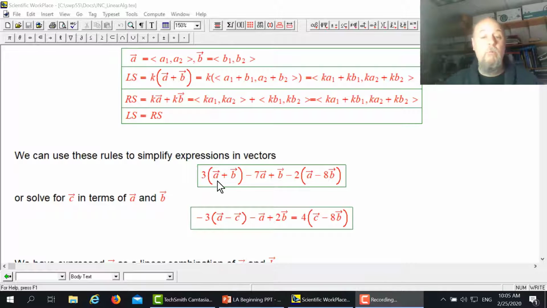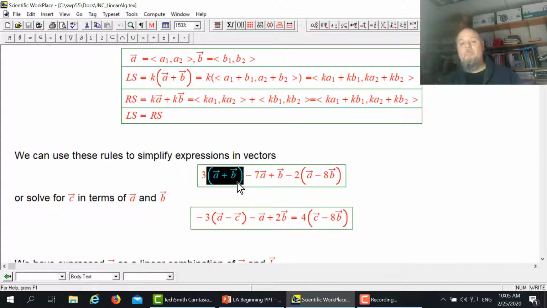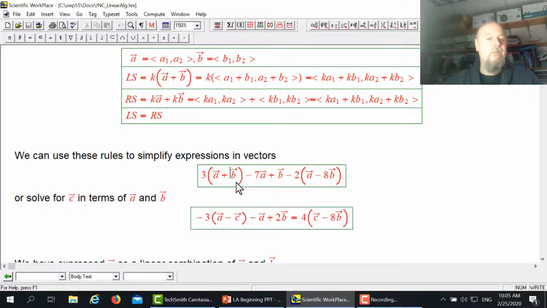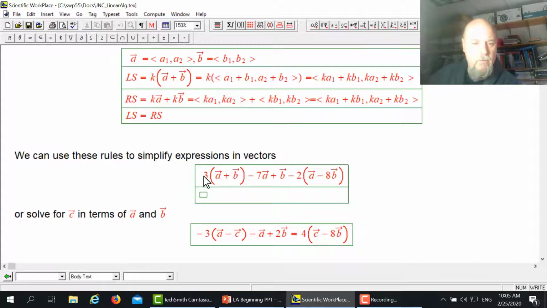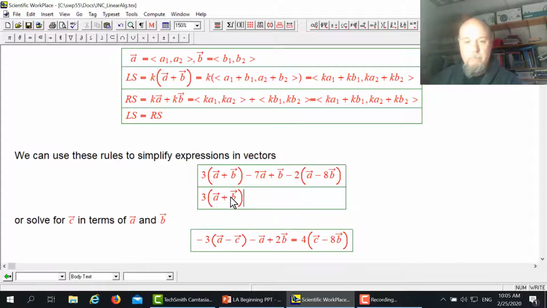Now, just from the fact that we wrote vector a plus vector b, this is in fact a vector. But remember, because we're adding vector a and vector b, they must be the same size. They're both 2D vectors or 3D vectors. So what I'm going to do is distribute this 3. Let's clean this up here. I'm going to distribute this 3 across that bracket, which is exactly what you would do if they were just algebra a and b.